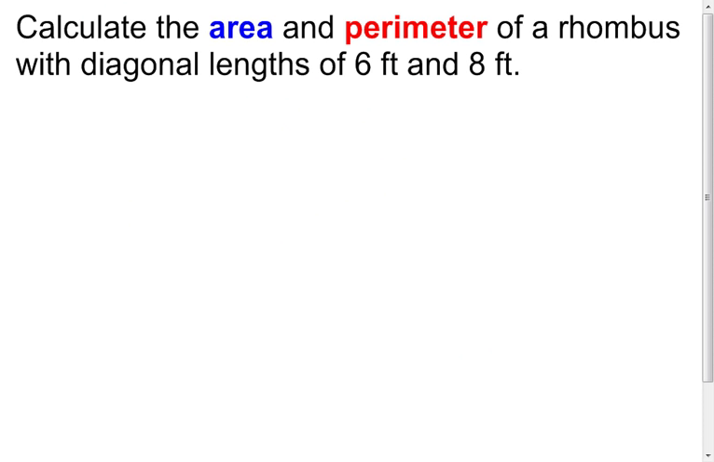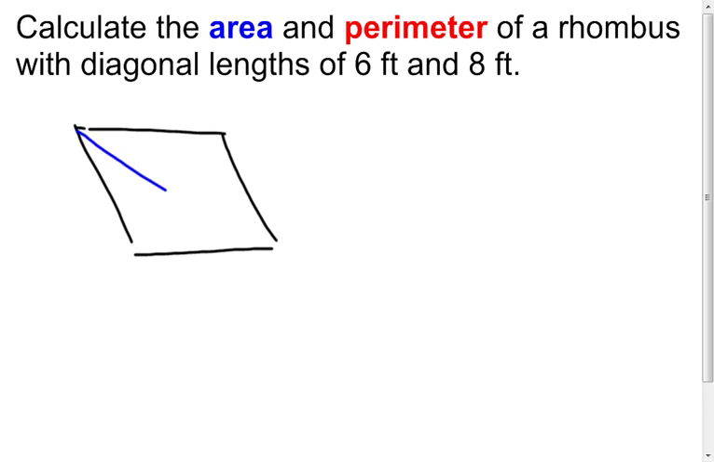Now I have a rhombus. This one's going to deal with a rhombus, and I want to find the area and the perimeter if I know the diagonal lengths are 6 feet and 8 feet. So what I like to do is just draw a picture of this thing, what it might look like. It's going to look something like that. And it tells me that one of these lengths is 8 feet, and this one is 6 feet. So it wants the area and the perimeter.